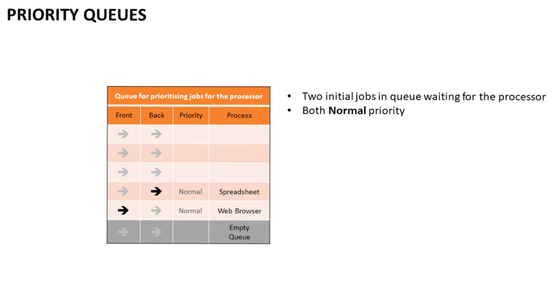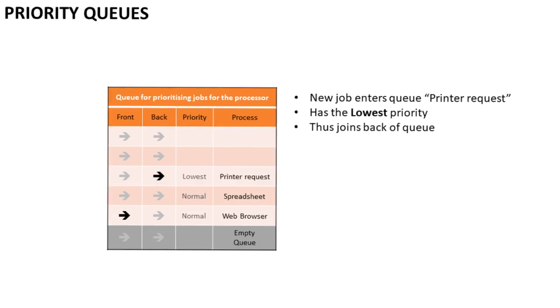But let's start by assuming there are two initial jobs in a queue and they're both waiting for time of the processor to execute. They are considered, for this example, to be normal priority jobs, and that's running a web browser and a spreadsheet. And as such, they join the queue one at a time, the web browser first, and then the spreadsheet joins at the back. We then have a brand new job enter the queue, and it's a request to access the printer. This has an even lower priority, so it simply follows the rules of the queue and it joins at the back of the queue.